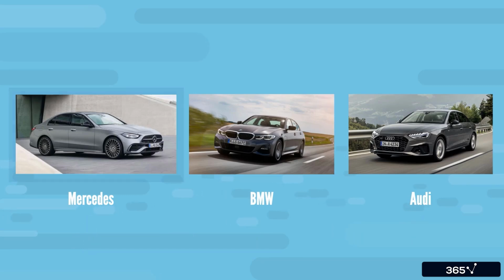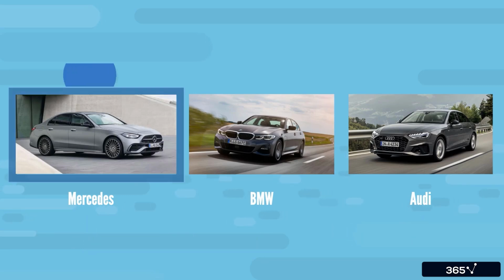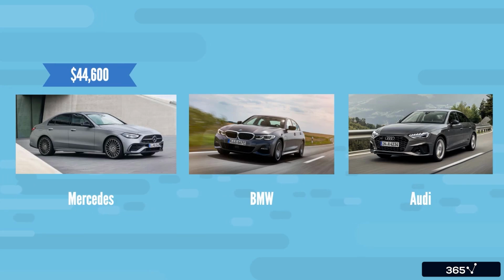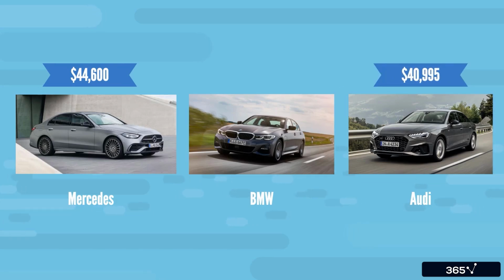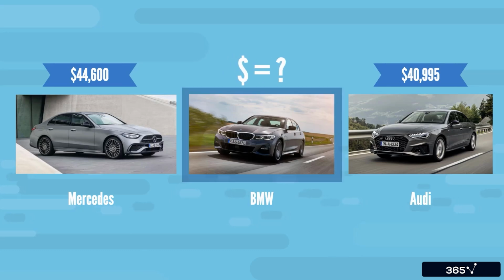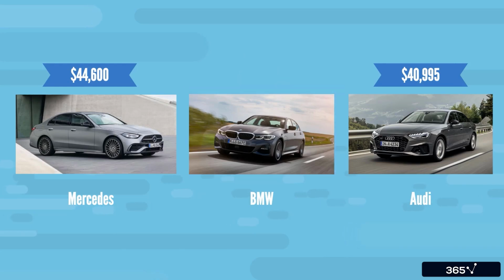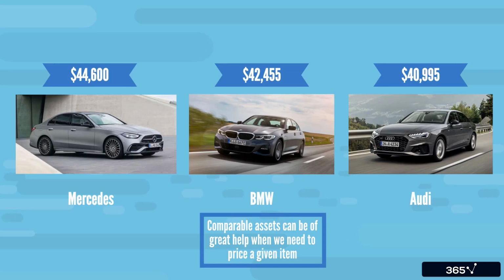Let's say that a C-Class Mercedes starts from around $44,600, and an Audi A4 costs $40,995. What do you think will be the best price of BMW's analog, the BMW 3 Series? Nearly the same, right? That's true. It costs $42,455. Close to the average. So, comparable assets can be of great help when we need to price a given item.